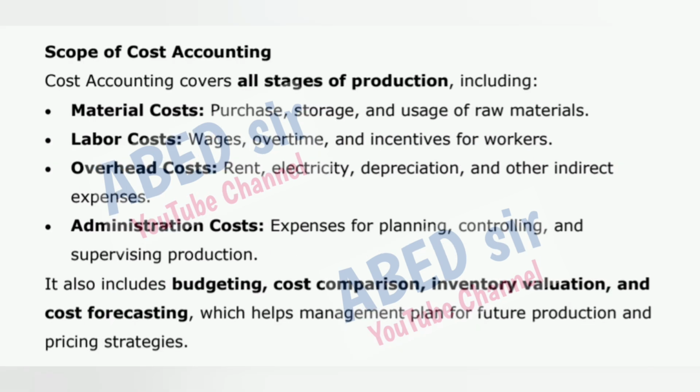Scope of cost accounting. Cost accounting covers all stages of production, including material costs: purchase, storage, and usage of raw materials. Labor costs: wages, overtime, and incentives for workers. Overhead costs: rent, electricity, depreciation, and other indirect expenses. Administration costs: expenses for planning, controlling, and supervising production. It also includes budgeting, cost comparison, inventory valuation, and cost forecasting, which helps management plan for future production and pricing strategies.